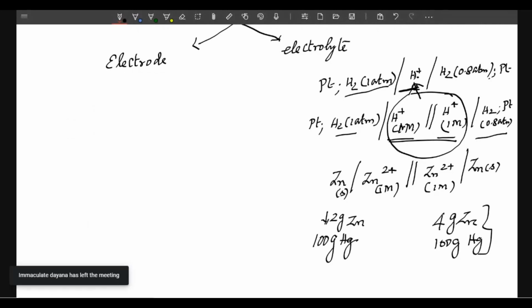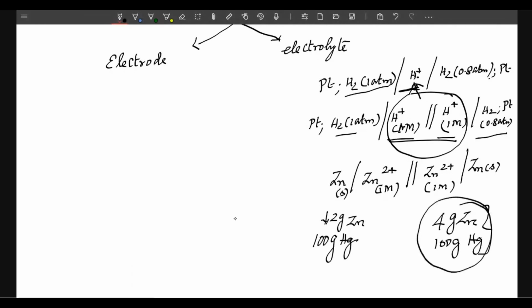Which would be more active, 2 gram zinc in 100 gram mercury or 4 gram zinc in 100 gram of mercury? Which would act as the anode? 4 gram is the anode, 2 gram is the cathode. Yes, the higher concentration of zinc has higher activity, and the lower concentration has lower activity.